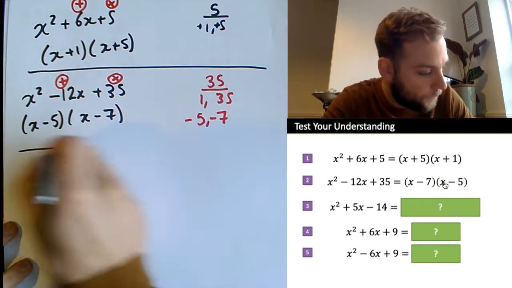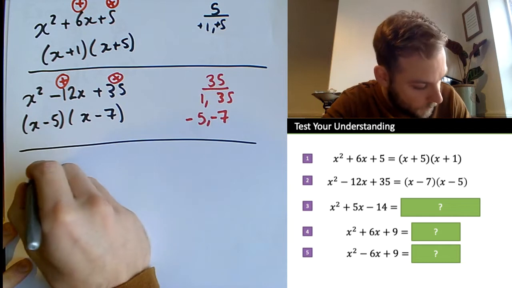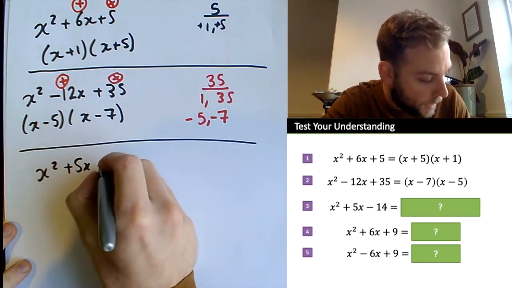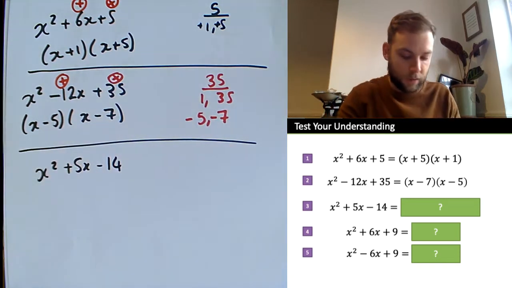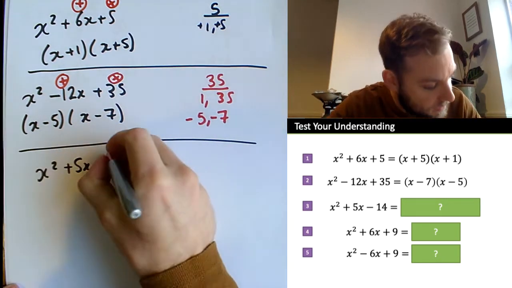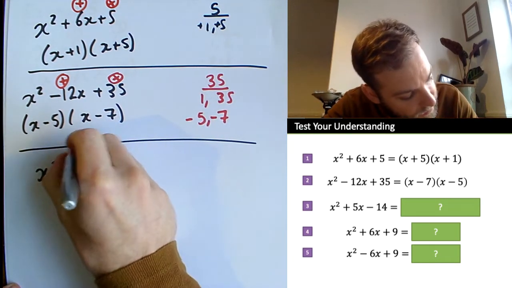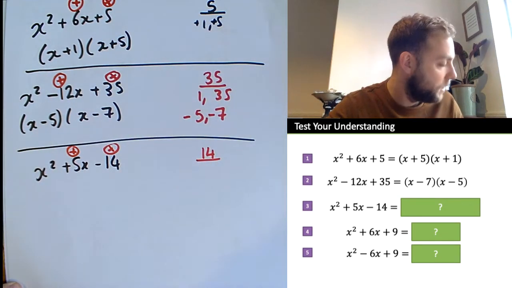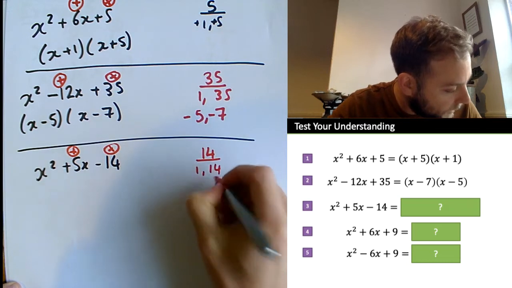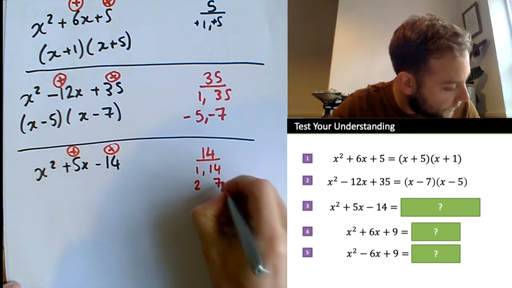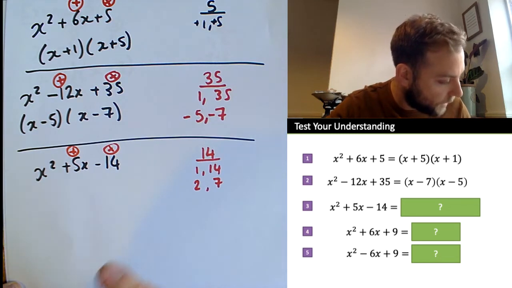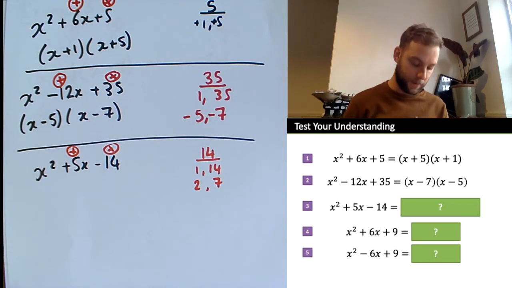So the next one, x squared plus 5x minus 14. So we need something that times together to make 14, adds together to make 5. Let's write down the multiples of this last number. So 1 and 14, 2 and 7, 3 doesn't go. Does 4 go? No. 5, no. 6, no. Back to 7, okay.